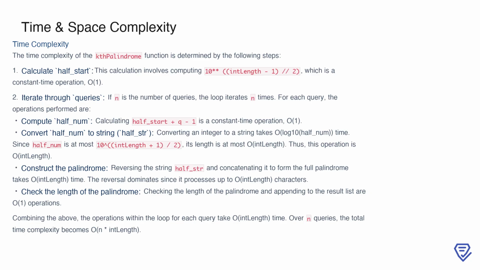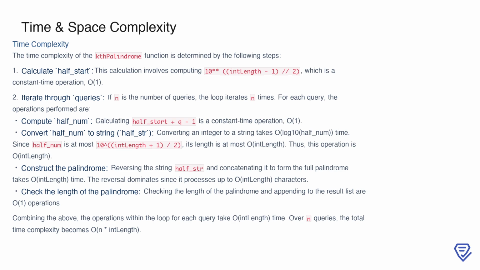First, calculating half_start involves raising 10 to the power of a small constant, which is a single operation and takes constant time, or O(1). Then, we process each query in the input. For every query, we calculate half_number by adding half_start and the query value minus 1. This addition is also a constant time operation, O(1).